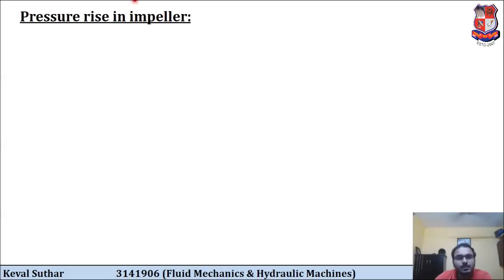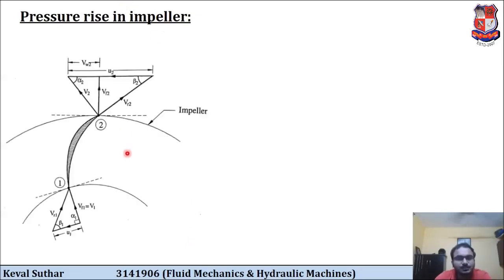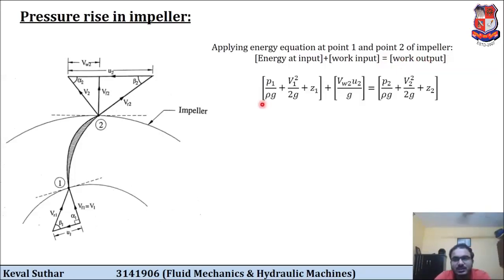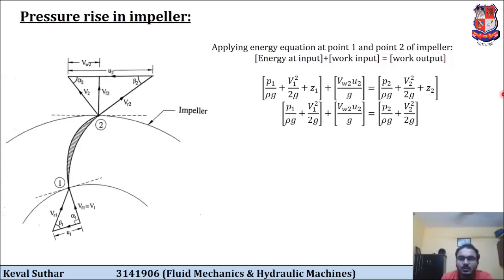Now the next topic is pressure rise in the impeller. So we will again revisit our velocity diagram, applying the energy equation at point 1, that is here, and point 2, here, of the impeller. So energy at input plus work input that we are providing is equal to work output. So it is given by this formula. This is nothing but Bernoulli's equation. Then we have eliminated Z1 and Z2, assuming Z1 is equal to Z2.